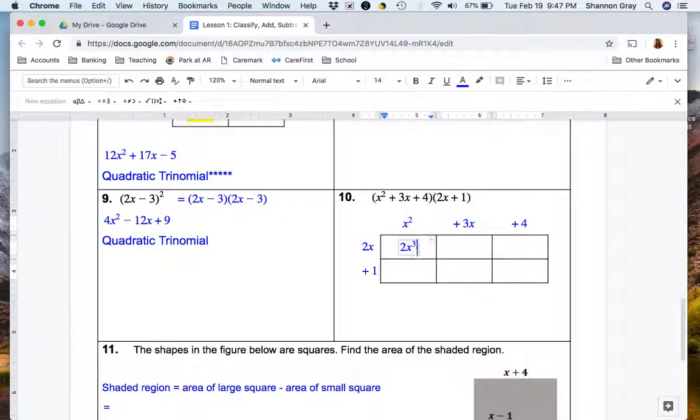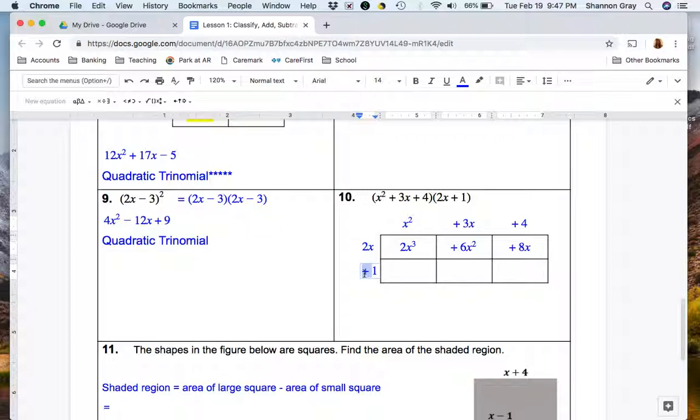So I have x squared times 2x, that's 2x to the third. Then going across my top row, I have 2x times positive 3x is 6x squared. And then my last box in the top row, 2x times 4 is 8x, and you should be putting the signs too so we know if they're positive or negative.